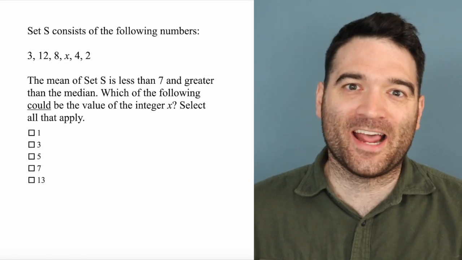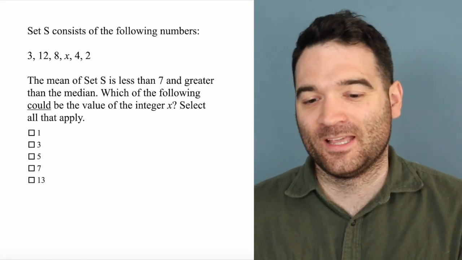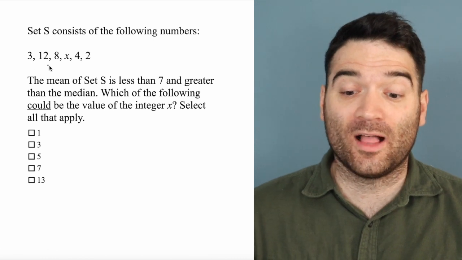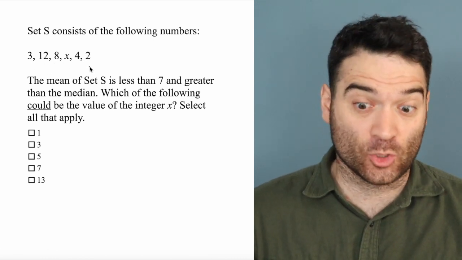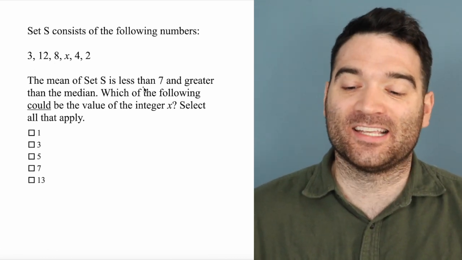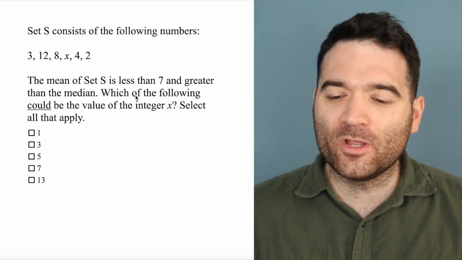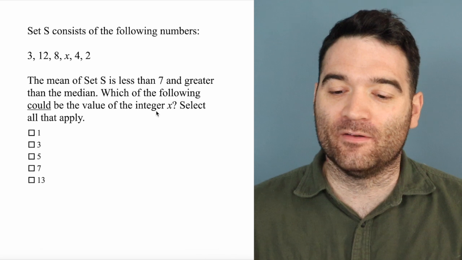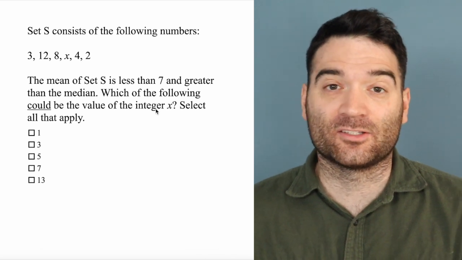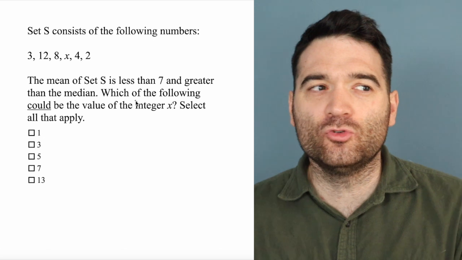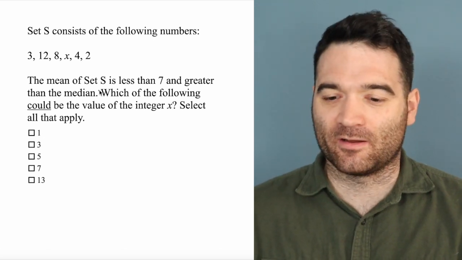Here's a GRE data analysis question. Let's take a look. Set S consists of the following numbers: 3, 12, 8, x, 4, and 2. The mean of set S is less than 7 and greater than the median, okay? Which of the following could be the value of the integer x? Select all that apply. So there are basically two boundaries that we're dealing with here, right?